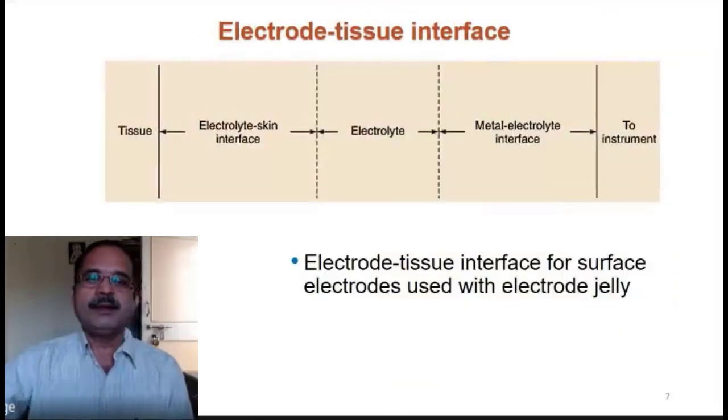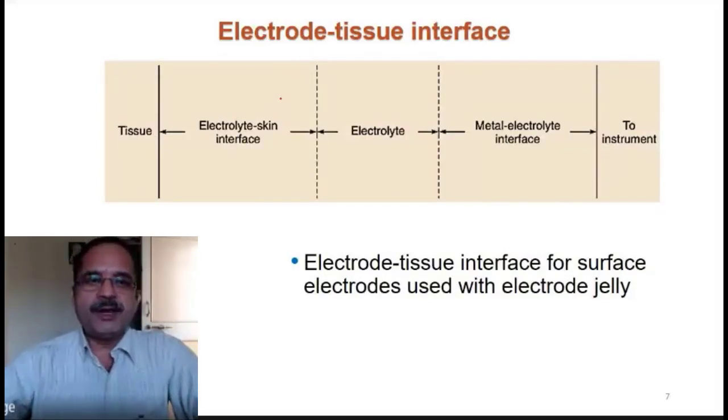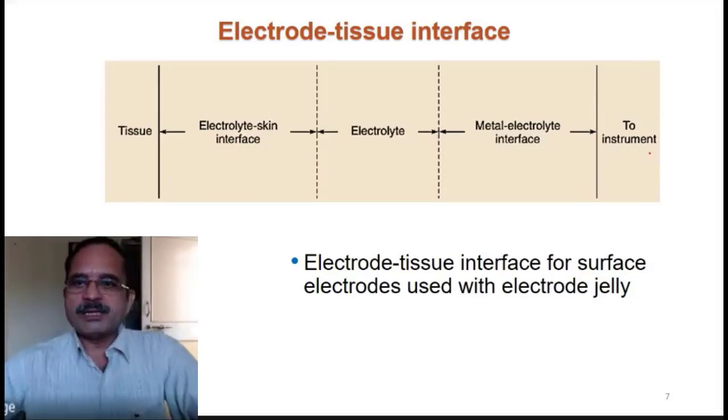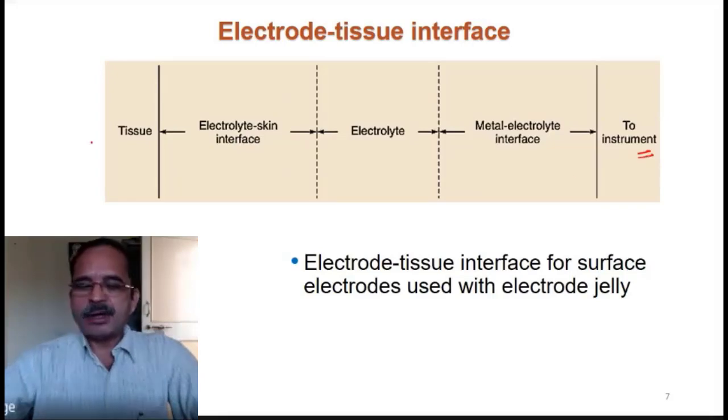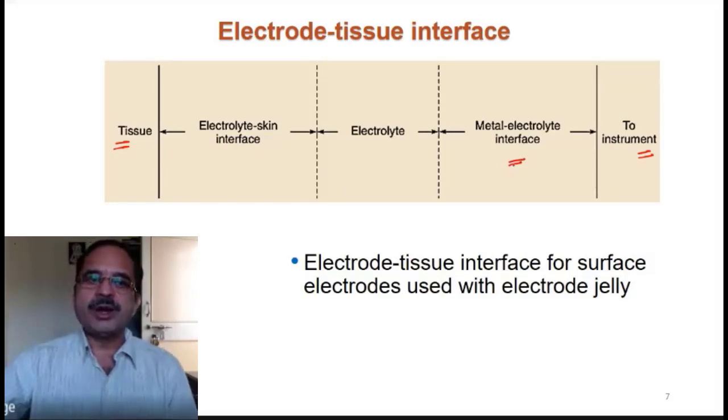Then, we have discussed this also, but today we will need it, that's why I am discussing it again. There is an instrument on one side, and on the other side there is a tissue or the organ or the body, whatever physiological parameter we are going to measure. Now the instrument is connected to some electrode. This electrode is not directly connected to the tissue. There is some electrolyte used.